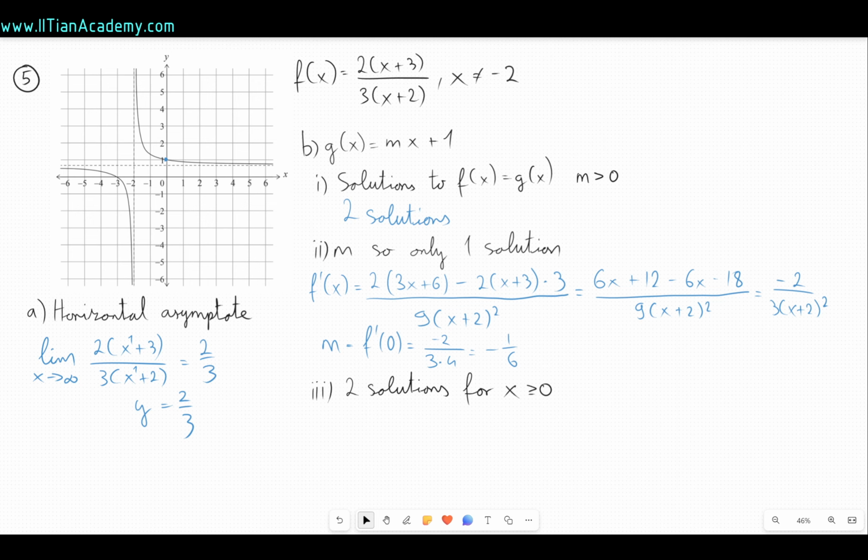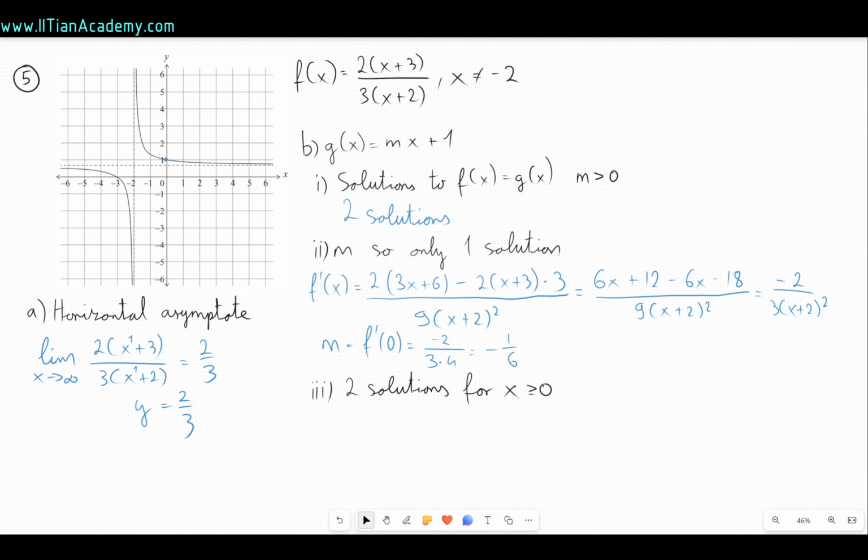And then for the last part in part B, we are told that we need to find the range of values of m such that f of x and g of x have two solutions for x larger than 0. So that means that our graph has to intersect 2 times from here on out, so when x is larger than 0. And well, what we can notice is that for there to be two solutions, at minus 1 over 6, it was one solution.